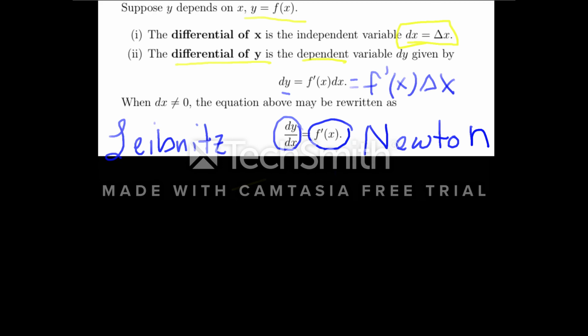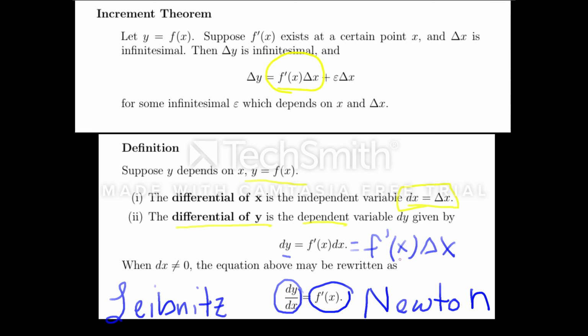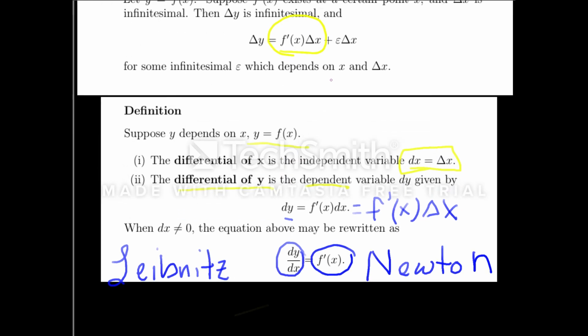So let's take a look at this. We've got differentials now. We have the increment theorem. So I want to run through an example in which we compute the differentials, we compute the delta y, and we go through and find the epsilon that makes the increment theorem valid.